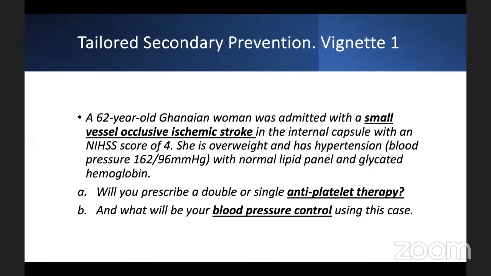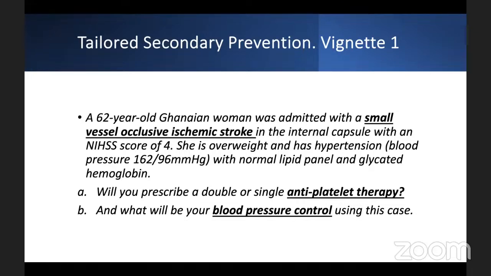And the approach to secondary prevention also depends, to a large extent, on the type of stroke that you're dealing with. That's why we say it's a tailored secondary prevention, because not all ischemic strokes are the same. But I'll just tell you that for all ischemic strokes, if you don't know what you're managing, give them aspirin. Okay? You'll not be far from wrong.